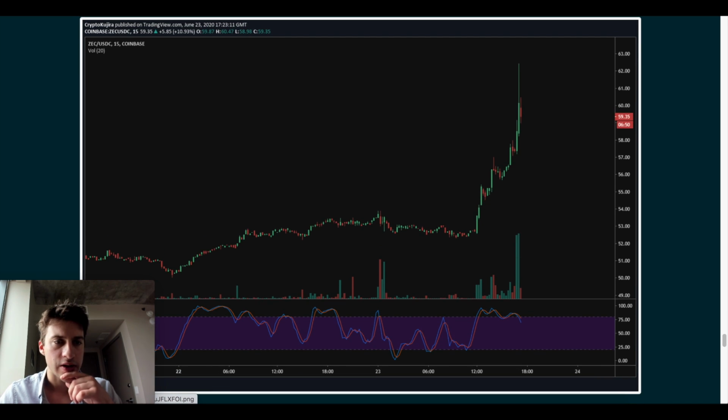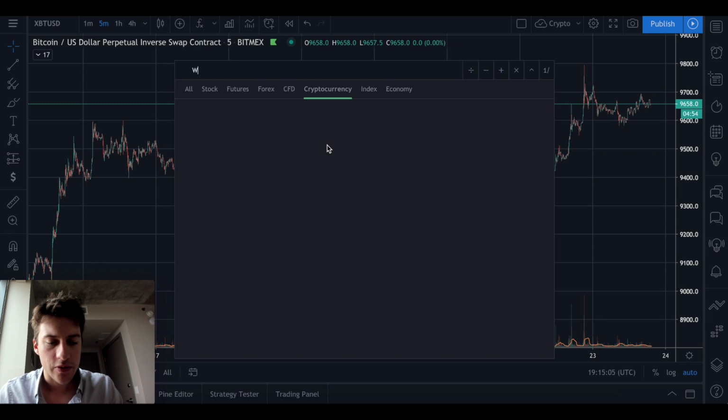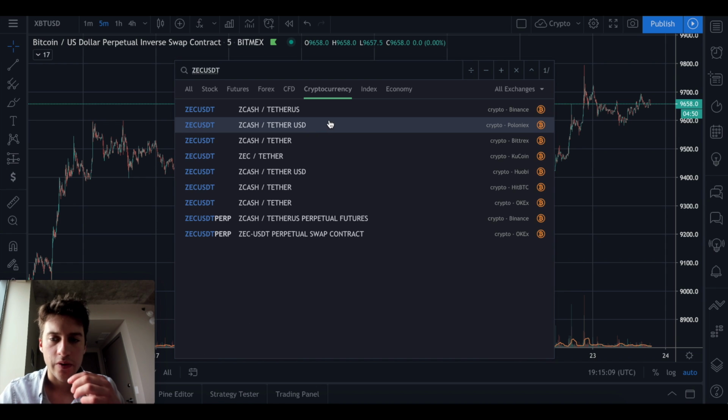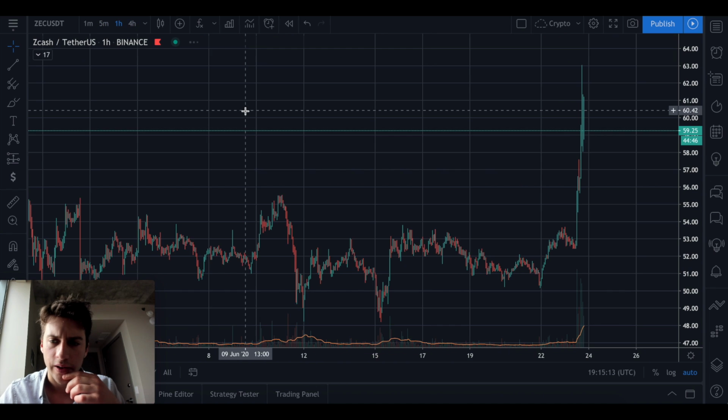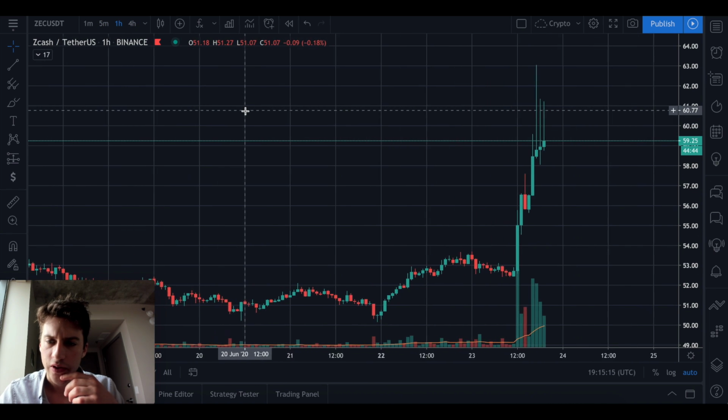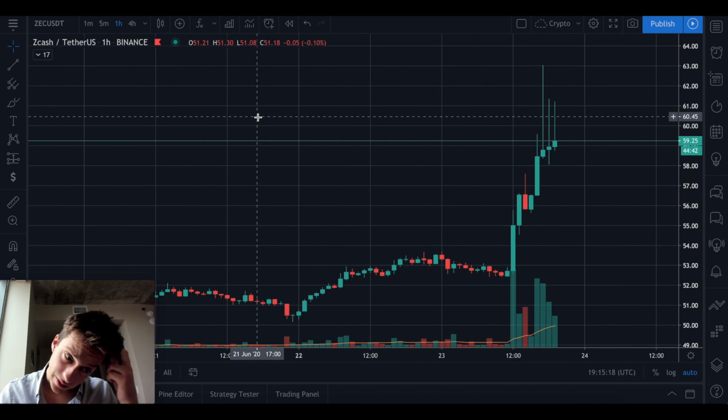Okay, let's go look at Zcash and Link. I think Zcash with that much volume has probably fallen. Just curious. Zcash USD, yeah, we'll do Binance. Ooh, interesting chart. I like this. This is a very interesting chart. A lot of wicks. It's kind of all over the place.